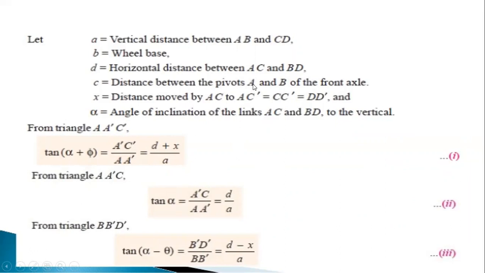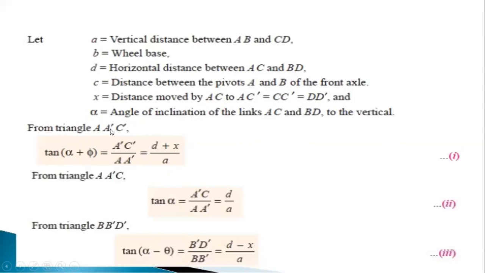And small c is the distance between the pivots A and B of the front axle, and x is the distance moved by AC to AC dash position, that is CC dash, which can also be taken as DD dash on the other side, and alpha is the angle of inclination of the links AC and BD to the vertical. So to the vertical position it is taken as the angle of inclination.